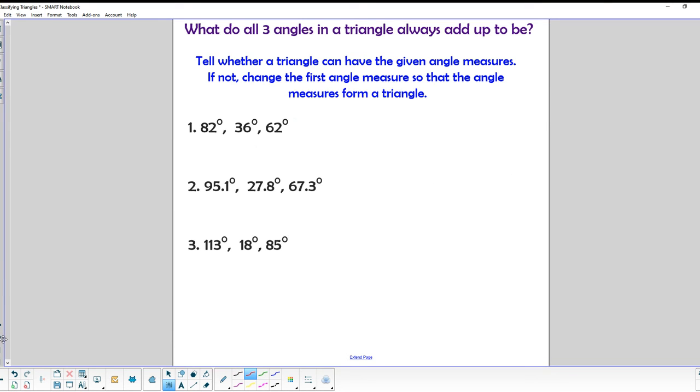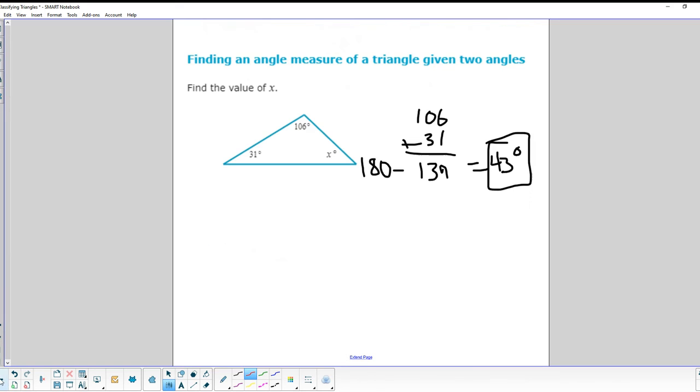All right, now we can also do this. What do all the three angles in a triangle always add up to? Well, that's 180 degrees, right? So we're giving you three angles here, and we want you to add them up, and if the total equals 180, then it is the measures of a triangle. So let's start with the bottom. I notice I've got 113 and an 85. Without even starting, I know that if I add those two together, I'm going to be over 180, so that's not going to work.